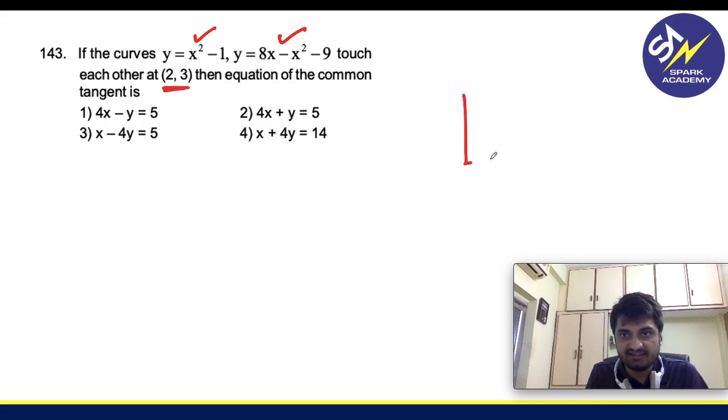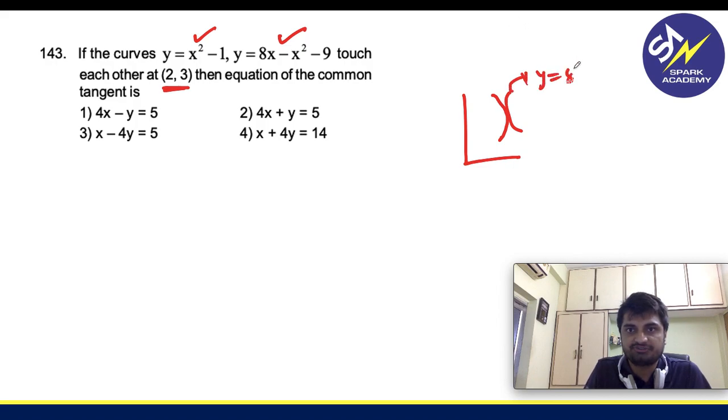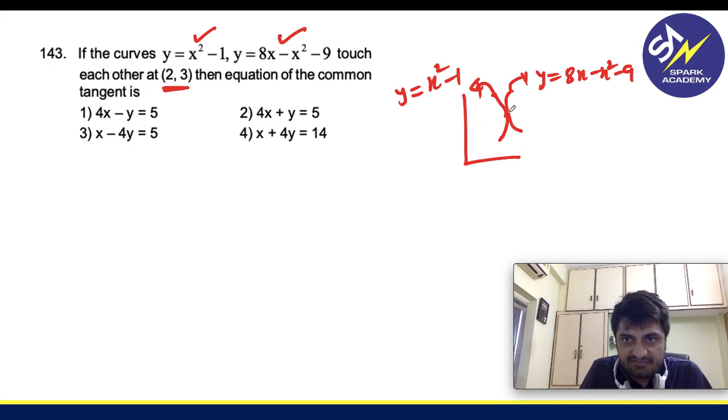So basically there are two curves like this. There is one curve like this. There is another curve like this, let's say. Let's say this curve is y equals 8x minus x square minus 9. Let us say this curve is x square minus 1. Now you are observing that this curve is touching at a common point, right? This curve is touching at a common point. Now they are asking you equation of tangent which is touching both, right?